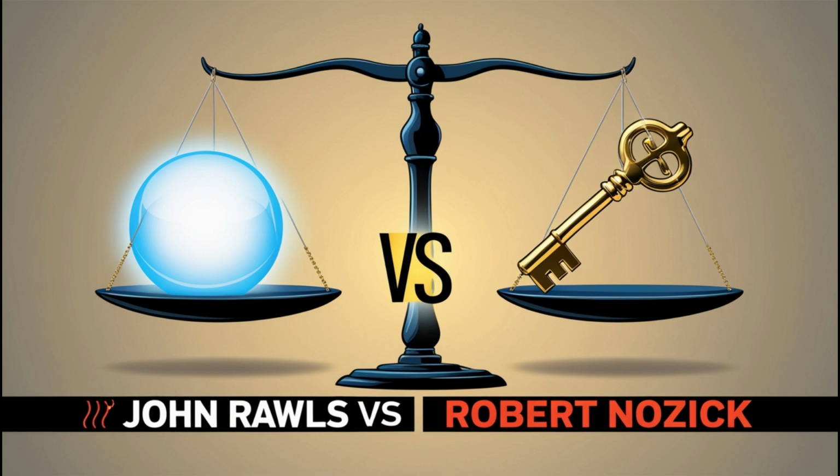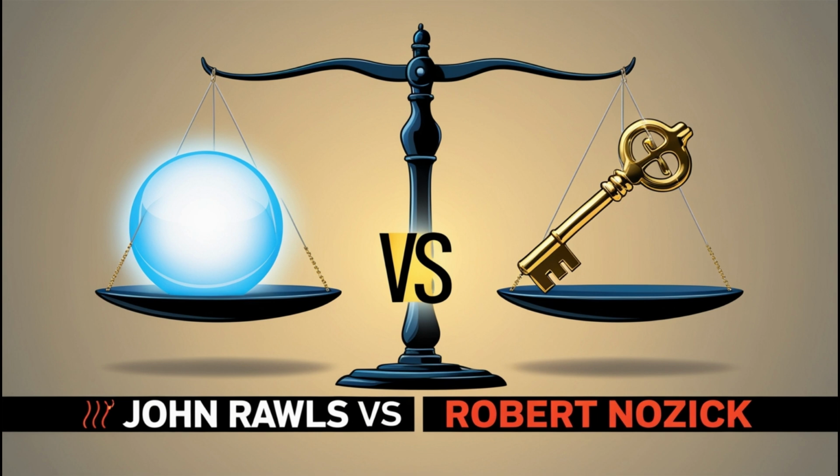His critics argue that his focus on individual rights ignores the systemic inequalities that exist in society, and that his theory could lead to a widening gap between the rich and the poor. So, it seems like both theories have their strengths and weaknesses. What are some of the ongoing debates surrounding their work?